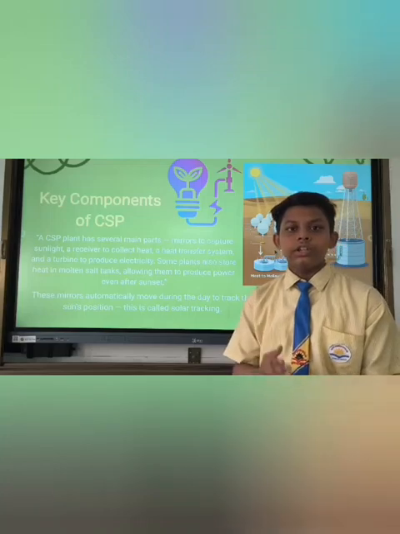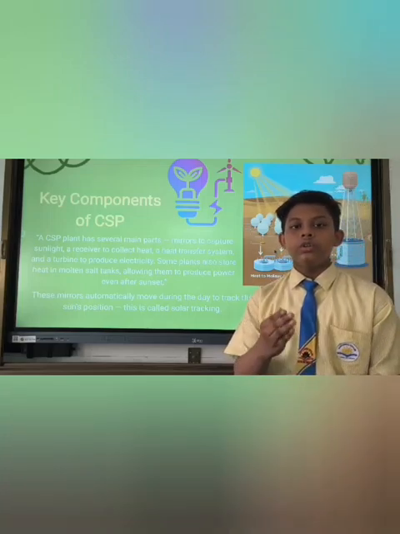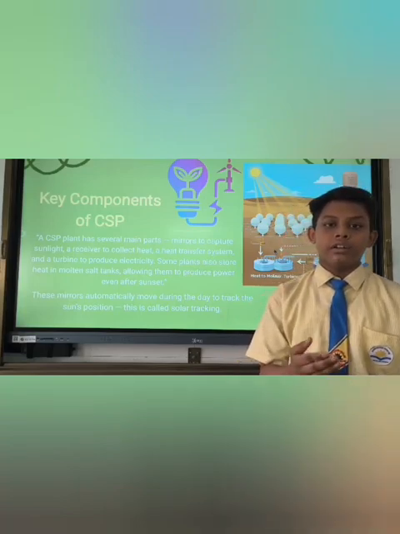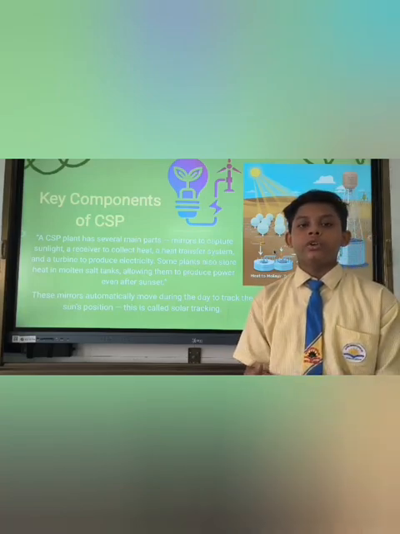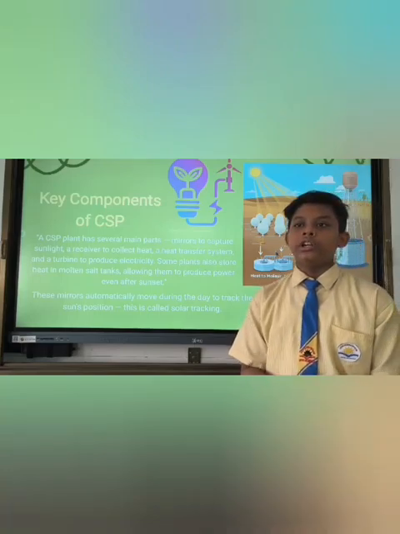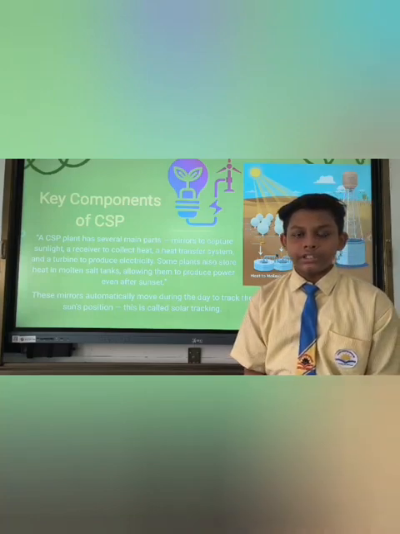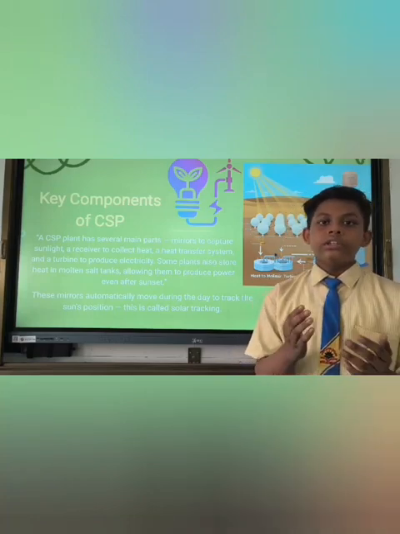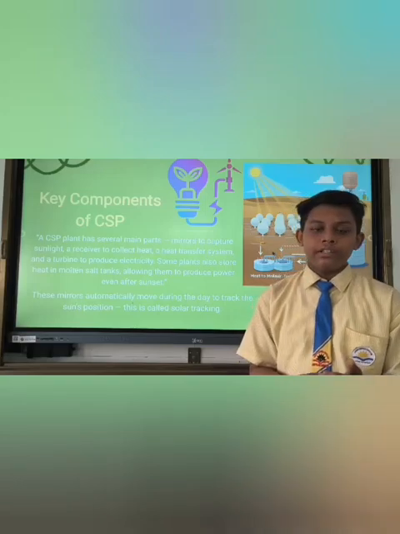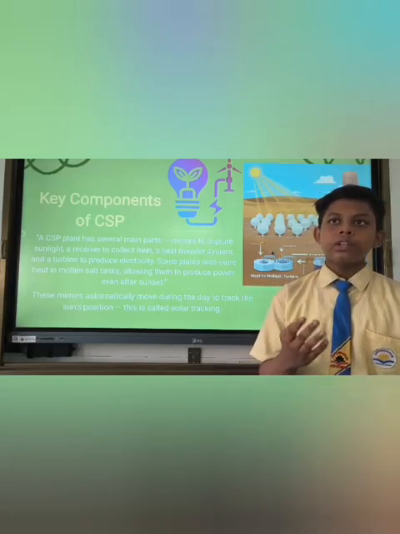Fourth, heat exchanger. The heat exchanger is used to exchange heat from molten salt to water, so the water can turn into steam and the steam can rotate the turbines. Fifth is turbines, which are rotated by the steam. Sixth is the generator, which generates electricity from the rotating turbines. Seventh is the control unit and batteries, which store electricity for our later use.